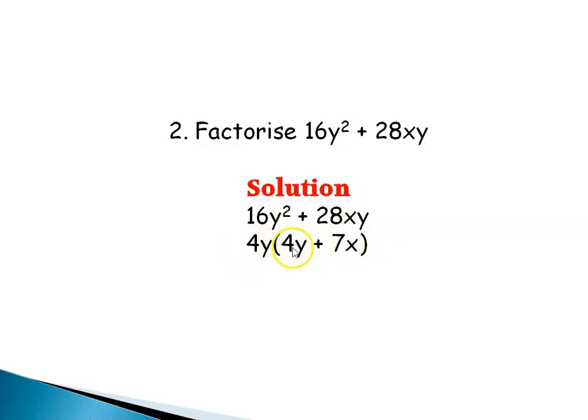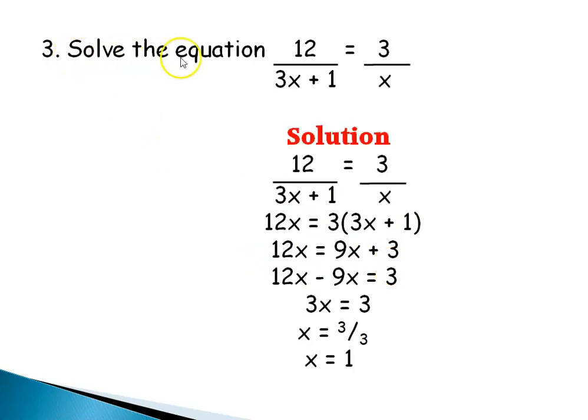So 4y bracket 4y plus 7x. By the time you open this bracket or you expand this, it should give you the same answer. That's a way to know if you are actually correct. Is that okay? Good. Question 3. Solve the equation 12 all over 3x plus 1 is equals to 3 all over x.